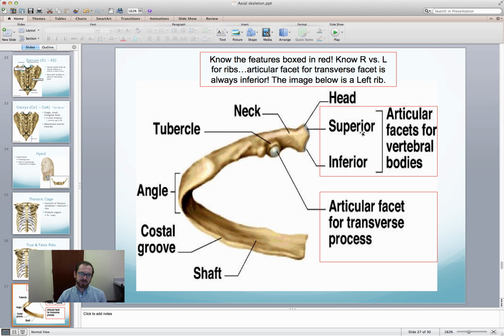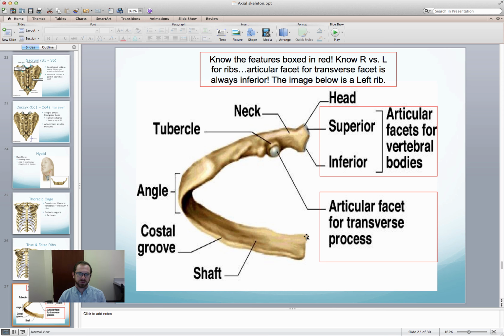So these collectively are known as the head. So the head is going to connect to the vertebrae. And so this is the posterior portion of the rib. This end is the anterior portion of the rib.